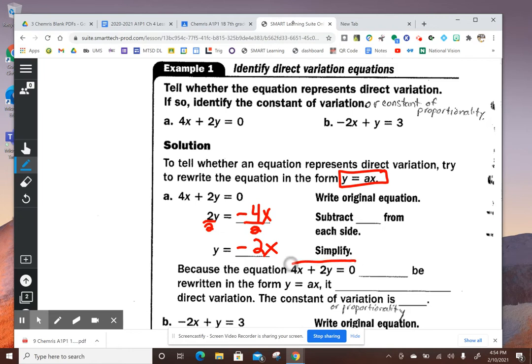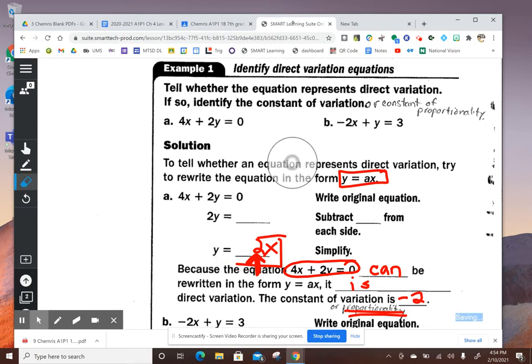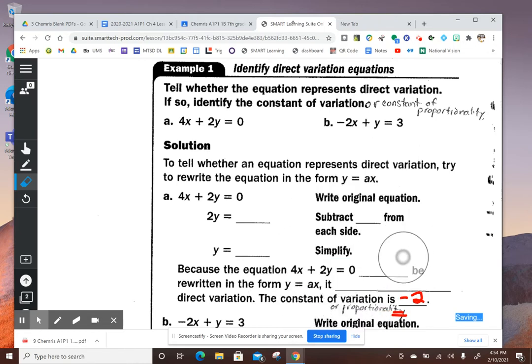So because this equation can be rewritten in the form of y equals ax, because I think we'll all agree that that is in the form of y equals ax, it is direct variation. And the constant of variation is -2. So remember, the constant of variation, sometimes called the constant of proportionality, is the same as the slope when b equals 0. So that was direct variation because b equaled 0, and the constant of variation was -2.